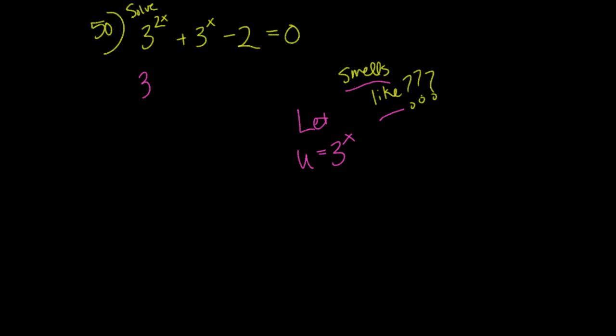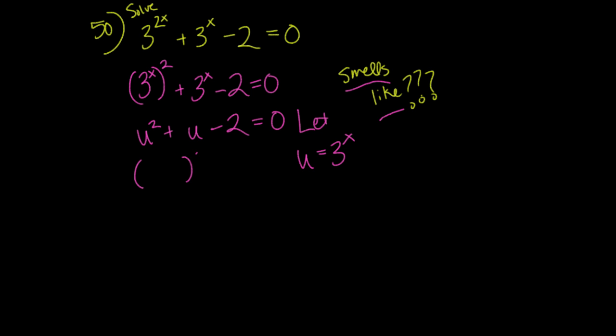If I rearrange this, I'm going to write this as 3 to the x squared, because by properties of exponents, 3 to the 2x is the same as raising 3 to the x to the second power. Plus 3 to the x minus 2 equals 0. So now I have u squared plus u minus 2 equals 0. Now I can factor this because it's a quadratic: u plus 2 and u minus 1. So that tells me that u is equal to negative 2 or u is equal to 1.